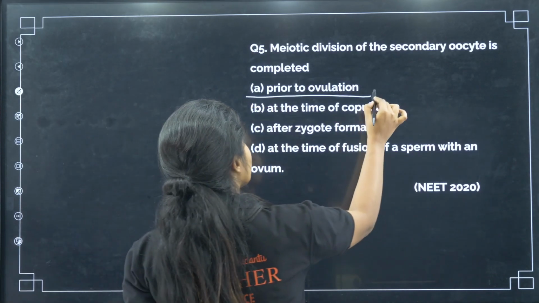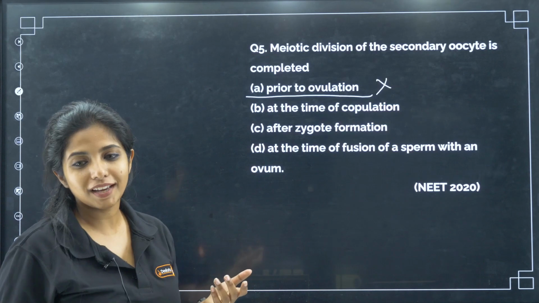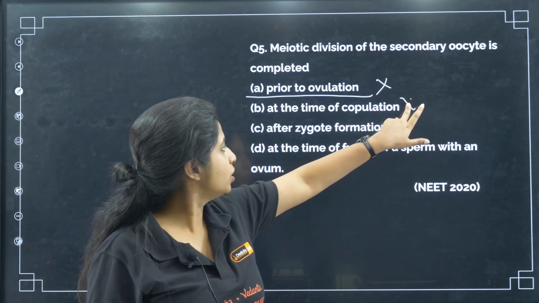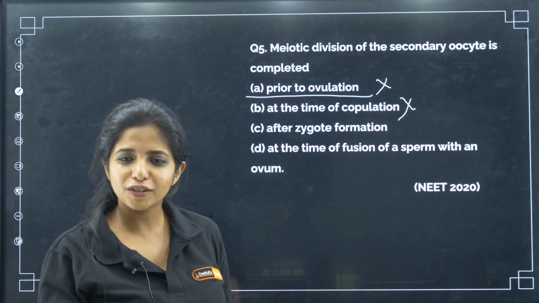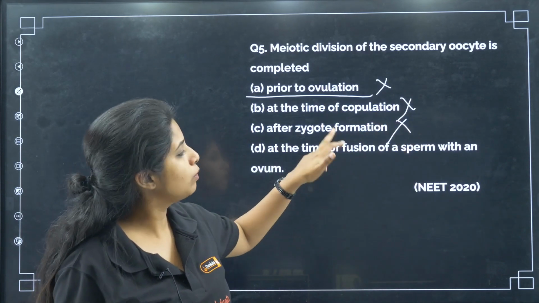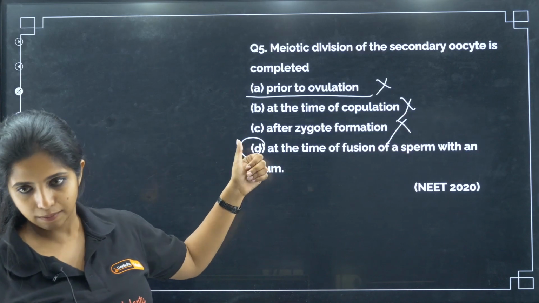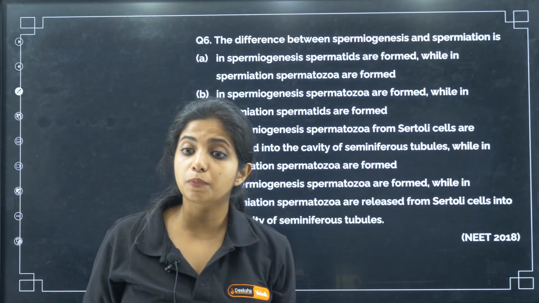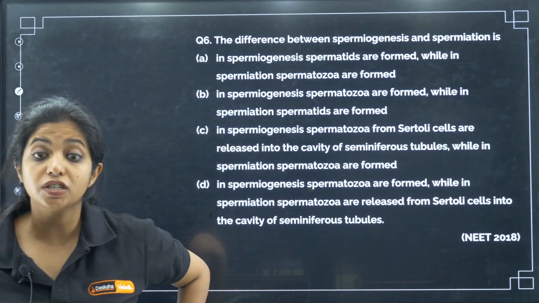So prior to ovulation, why do you think the secondary oocyte will be dividing completely? At the time of copulation, no. After zygote formation, or for zygote formation, you need ovum, no. So before that, it has to happen. So at the time of fusion of sperm with an ovum, correct. D becomes your answer.